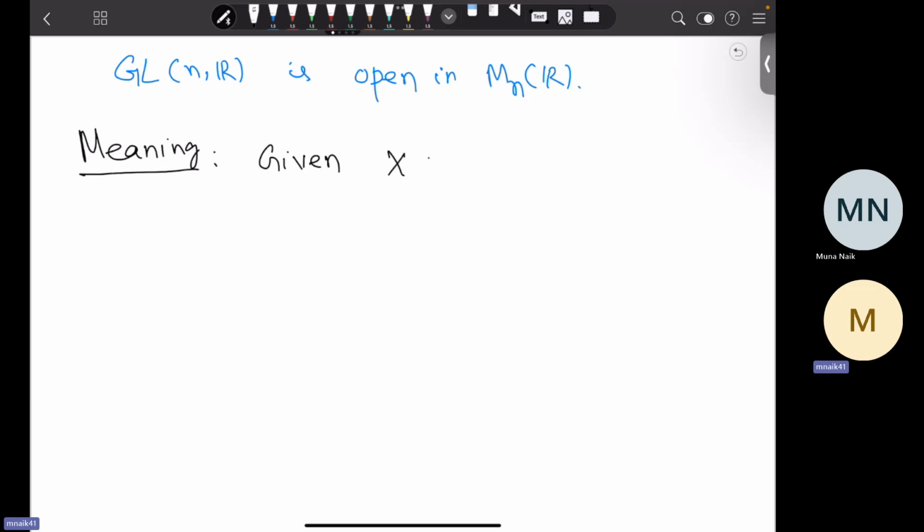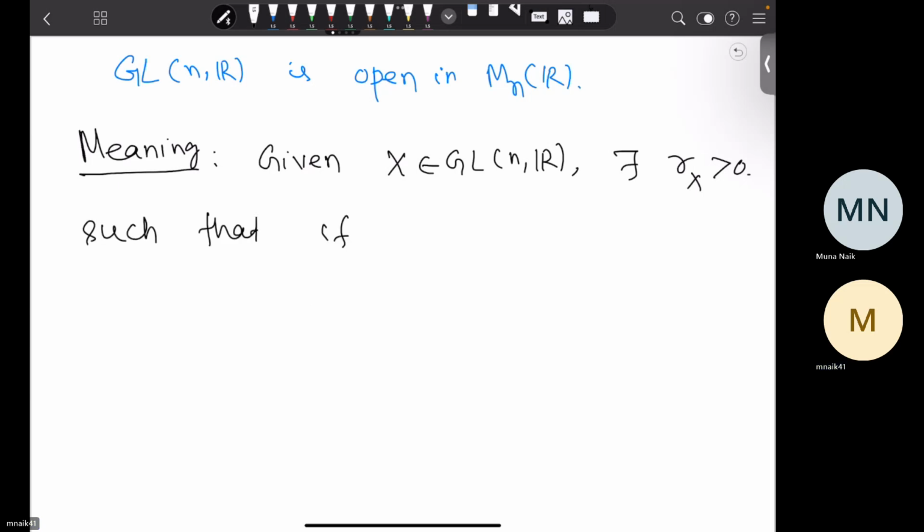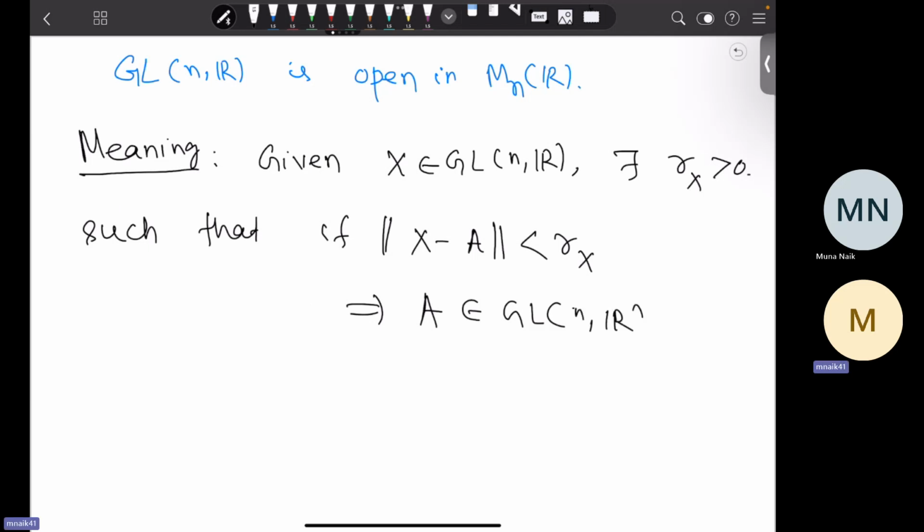So what is the meaning? Given X belongs to GL(n,R), there exists some Rx, a positive number, Rx greater than 0, so that if the norm of X minus A is less than Rx, that will imply that A belongs to GL(n,R). So this is the meaning.